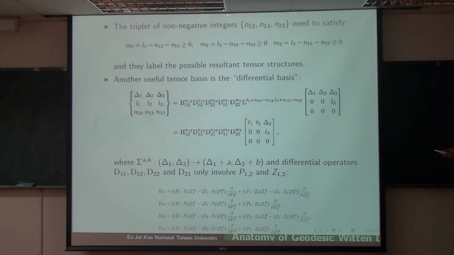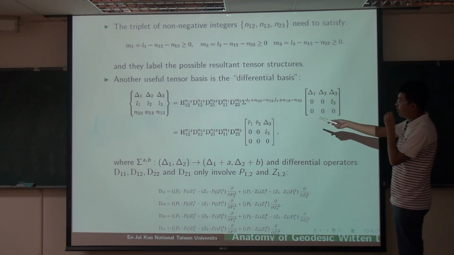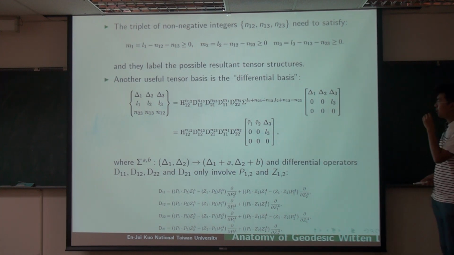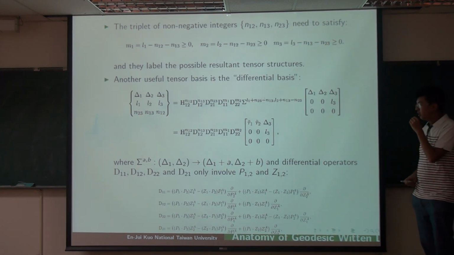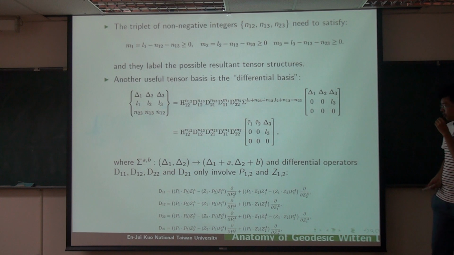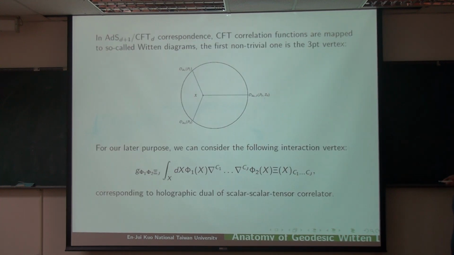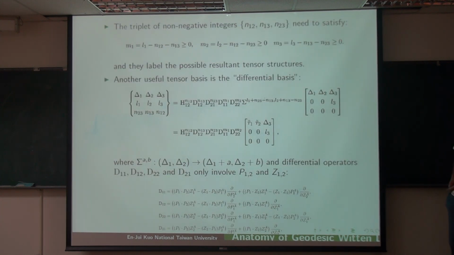So now we can use this differential basis to change the box spaces. Finally, we can use these 4 differential operators to get the spinning conformal blocks. So now this is all done at the CFT side.